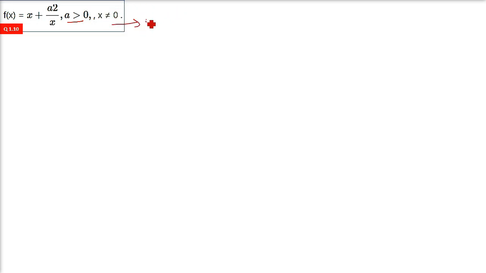Requirement plus condition. The first step we generally take in local maxima and minima is the differentiation. We are taking the differentiation, that is f dash x. So this is 1 plus a square, and the differentiation of 1 by x is negative 1 by x square, so I have already placed a negative here. Second step is to put or equate f dash x to 0. This f dash x equals 0.